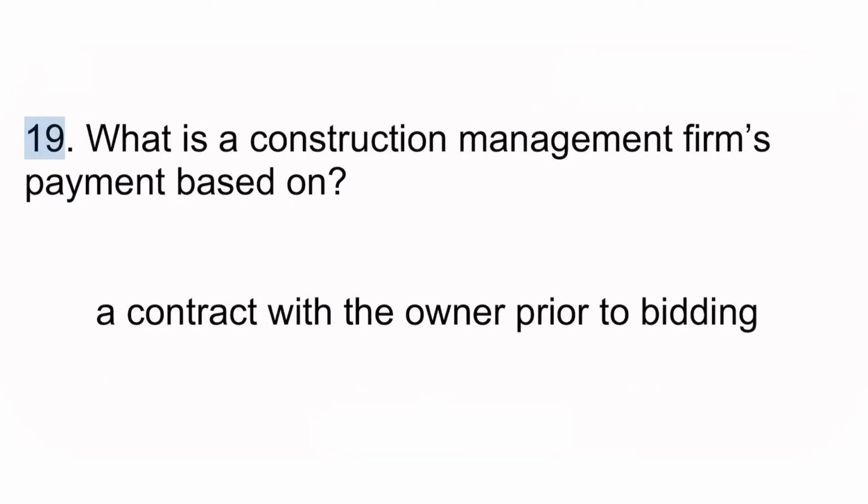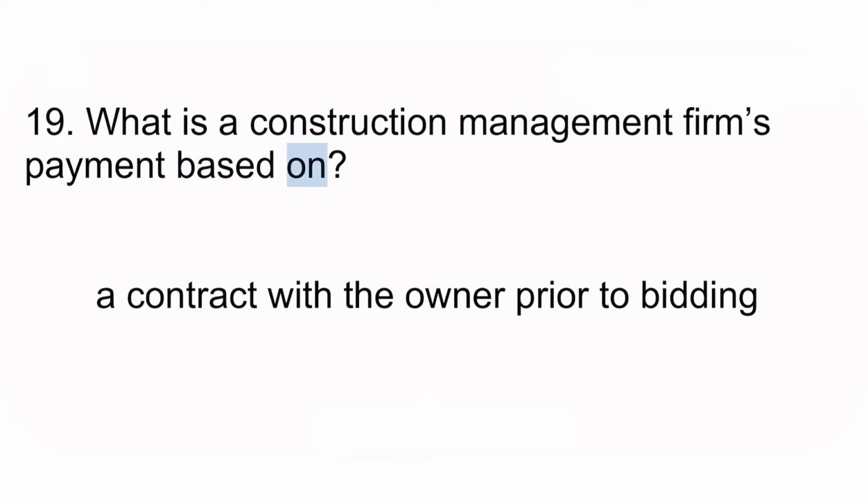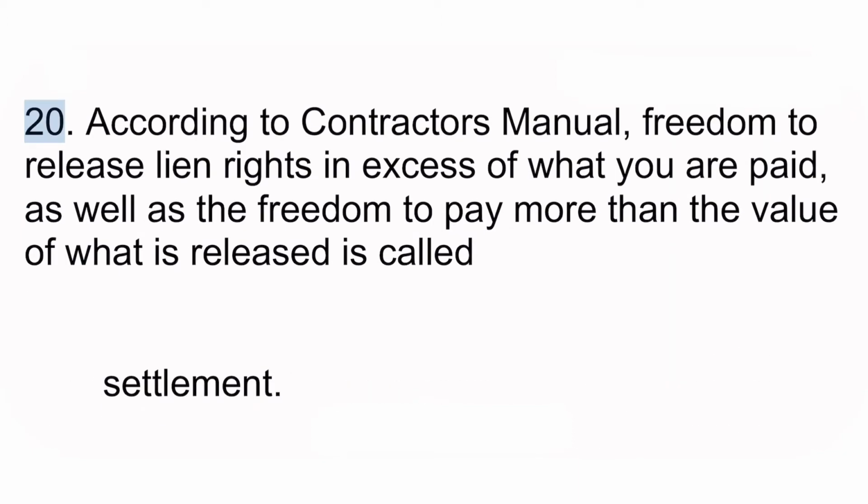19. What is a construction management firm's payment based on? A contract with the owner prior to bidding. 20. According to Contractor's Manual, freedom to release lien rights in excess of what you are paid, as well as the freedom to pay more than the value of what is released, is called settlement.